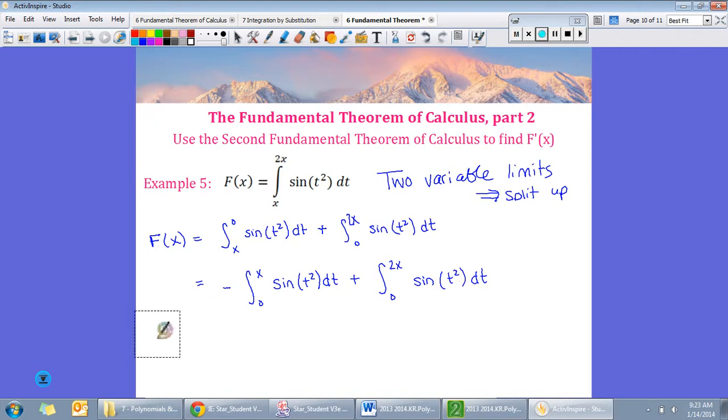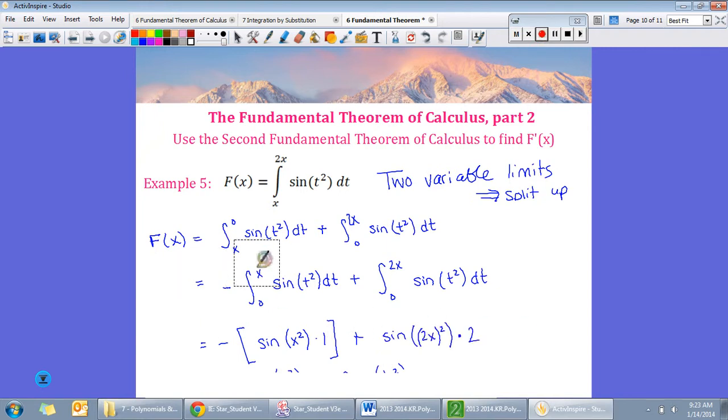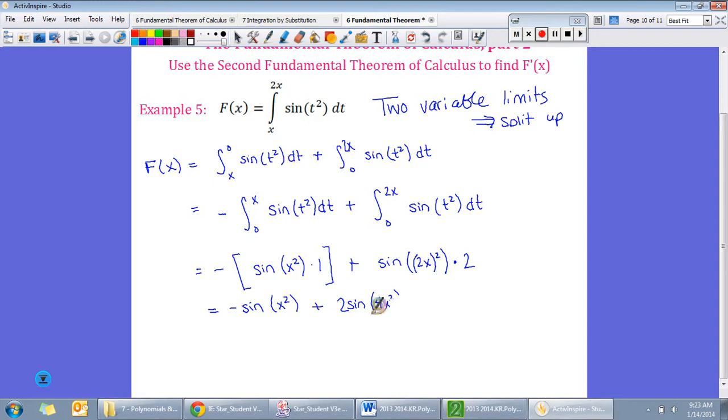So now I'm going to take the derivative, and I really should put F prime of x here. So we have negative sine of, and you plug in your original function here, x, and we're squaring it, and then we multiply by the derivative of x plus sine of 2x squared times the derivative of 2x. And the final answer is negative sine of x squared plus 2 sine of 4x squared.